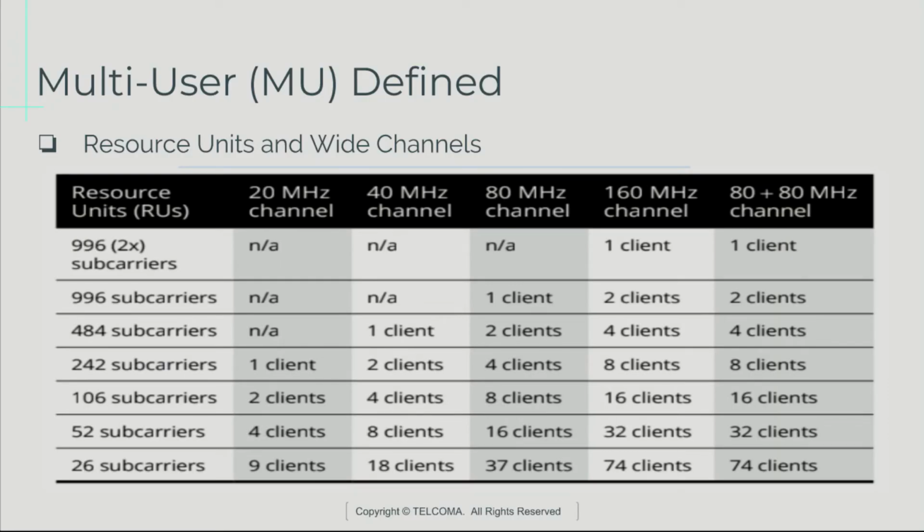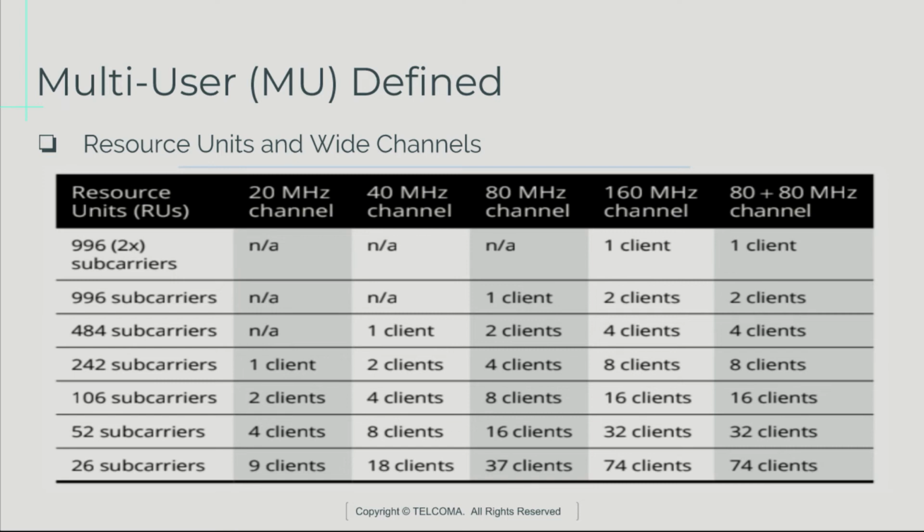Resource units and wide channels. This table shows you the various resource units and wide channels. In addition to 20 MHz channels, 40, 80 and even 160 MHz channels can also be partitioned into various combinations of RUs, as shown in this table. For example, if an 80 MHz channel was subdivided using strictly 26 subcarrier RUs, 37 802.11ax clients could theoretically communicate simultaneously using their OFDMA capabilities.